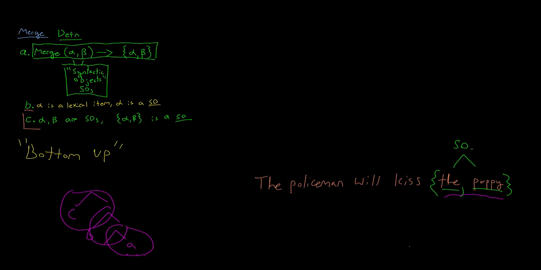And then we continue this process, again, proceeding from the bottom up. So the next operation we have to consider is the one combining kiss and now the syntactic object, the puppy. And so again, the set the puppy is a syntactic object by C, kiss is a syntactic object by B, and so we are permitted to form this set, again a syntactic object. And the process is the same for will.